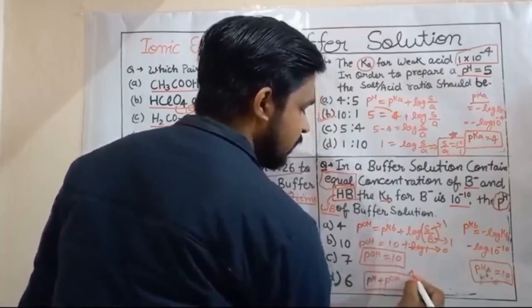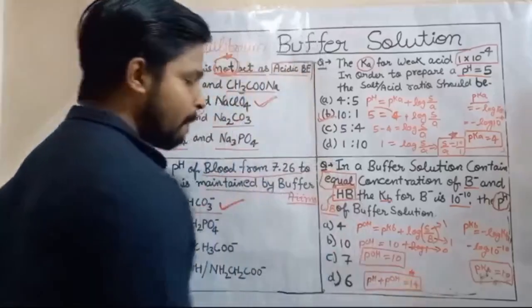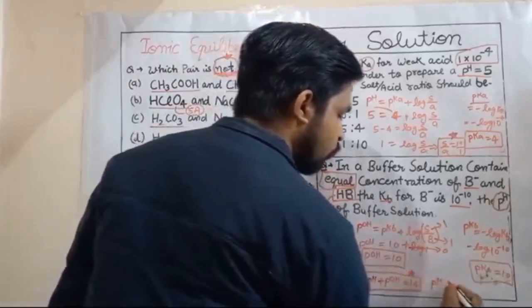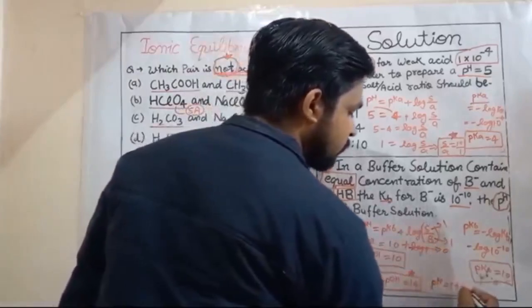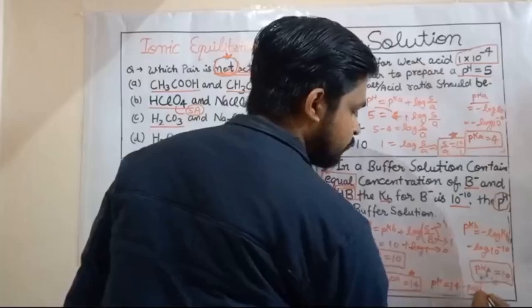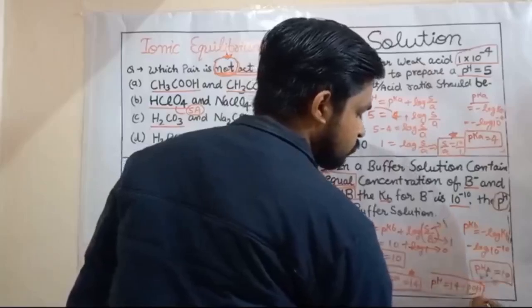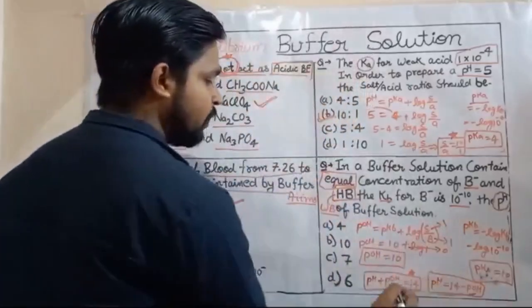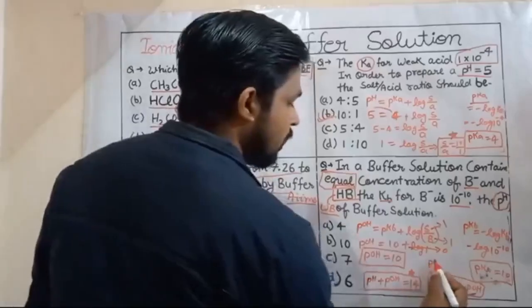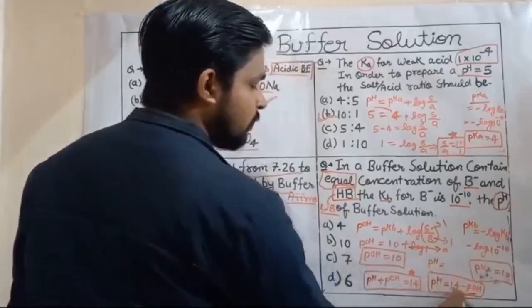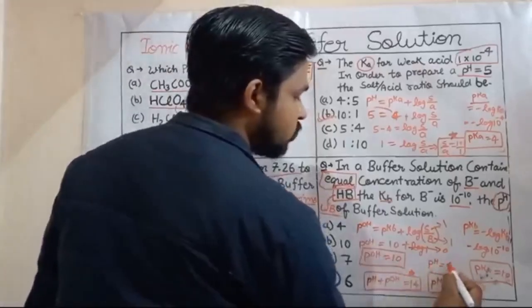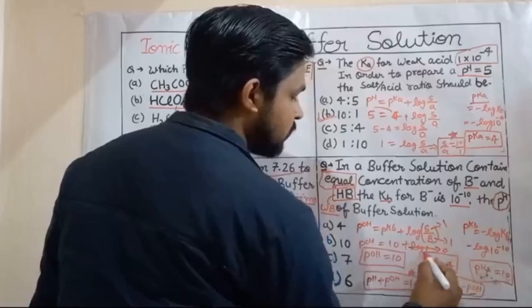We study it in the basics of ionic equilibrium. Okay student, so pH is equal to 14 minus pOH. From this formula we get pH is equal to 14 minus pOH. So pH is equal to 14 minus pOH, pOH here is 10, so we get pH is equal to 4. So the right answer is 4.